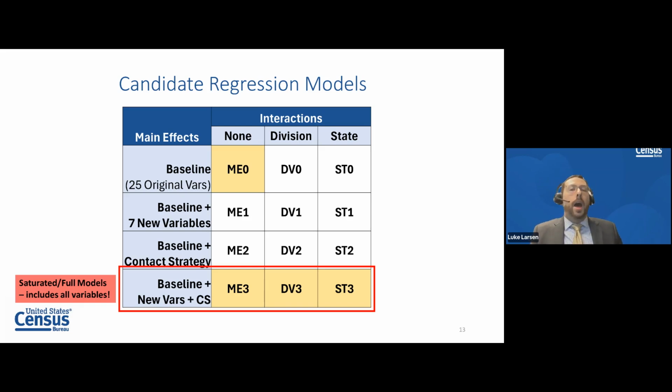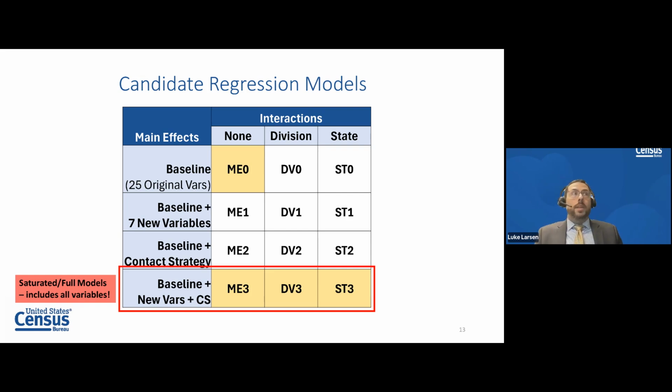earlier. And then we start considering, well, let's add the baseline variables plus those 7 new variables from the PDB. And then the baseline variables plus just the contact strategy. And then the baseline variables plus the new variables plus the contact strategy. This is the saturated or the full model that includes all the variables under consideration. We then do this under no geographic interactions, under division level interactions, and then under state level interactions. And that's how we get our 12 models.